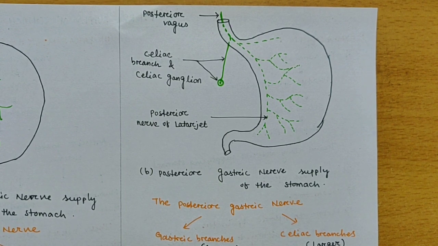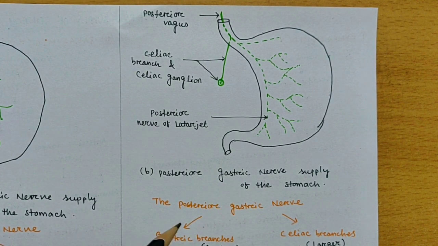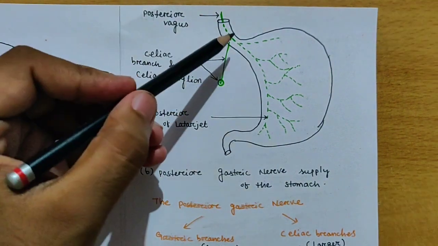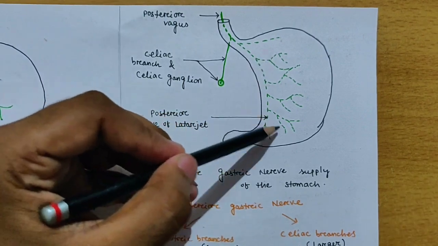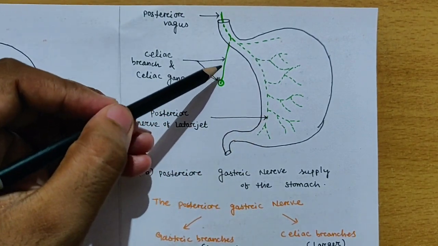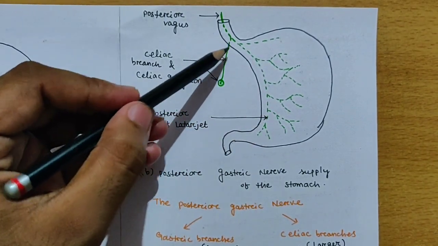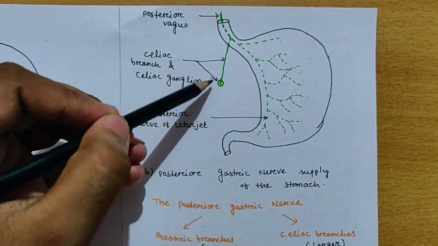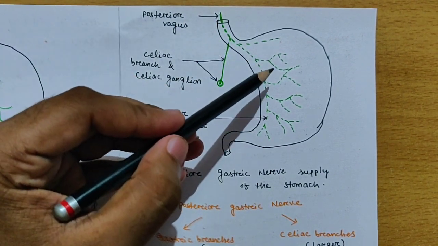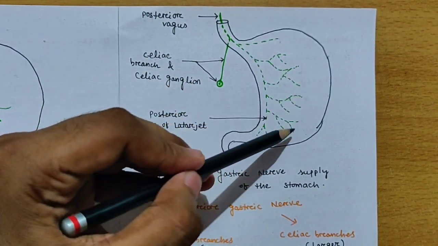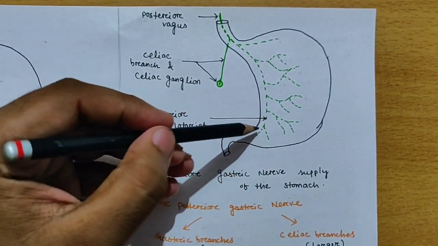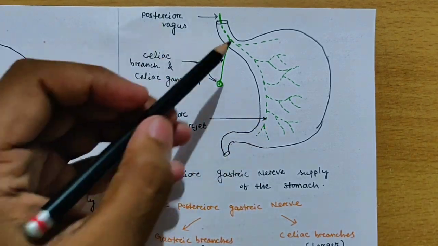Here we will see which parts of the stomach the posterior gastric nerve supplies. As we know, the posterior gastric nerve is divided into two parts. One is the larger celiac branch, which supplies the celiac plexus, and the smaller gastric branches supply the fundus and body of the stomach and the pyloric antrum.